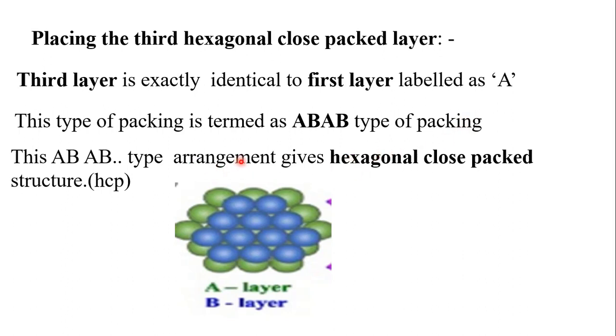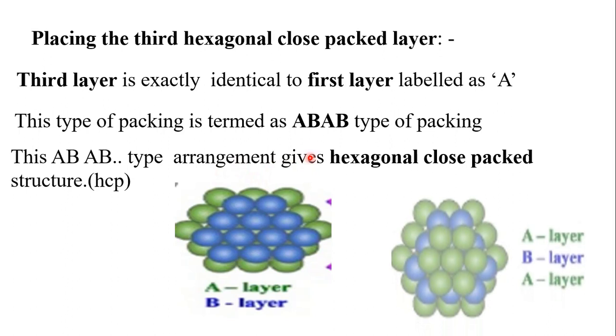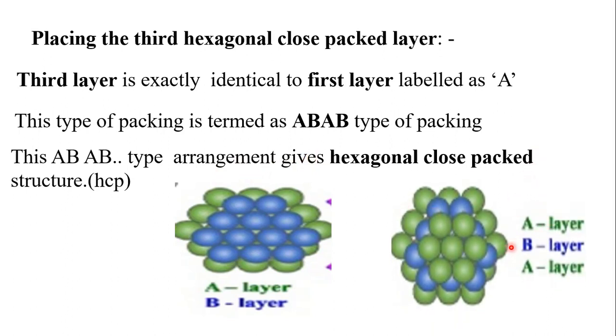And this ABAB type of arrangement gives a hexagonal close pack layer like this. If this arrangement is continuing, then we get what, hexagonal close pack layer. And in this arrangement, what happens here, the spheres of the third layer are placed in the depressions of the second layer. See here, these are the depressions of the second layer.